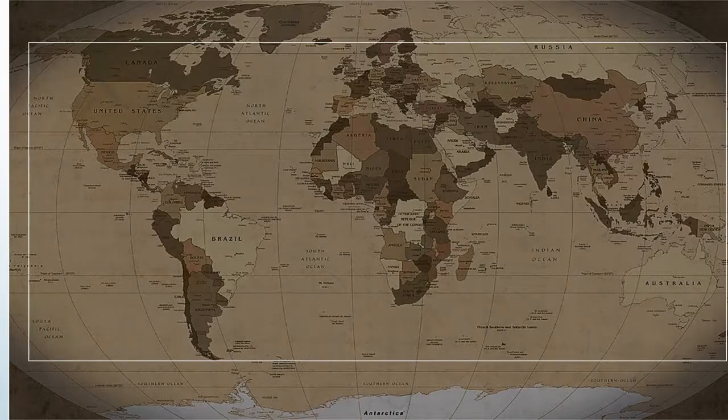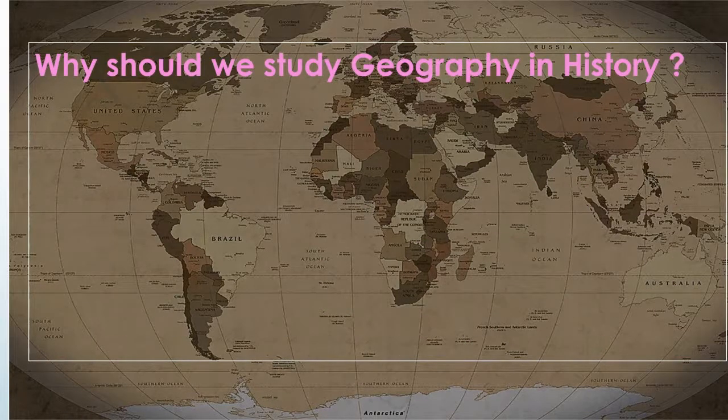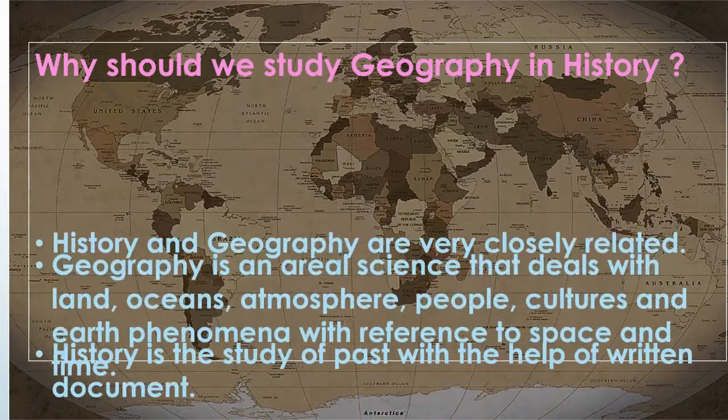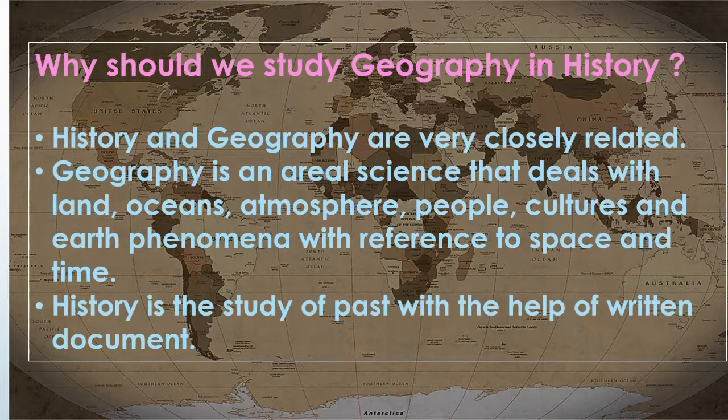You must have got confused why we are learning geography and history. Yes, students? Well, the answer is history and geography are very closely related. Geography is an areal science that deals with land, ocean, atmosphere, people, cultures, and earth phenomena with reference to space and time, whereas history is the study of the past with the help of written documents. In this sense, students, history and geography are inseparable.